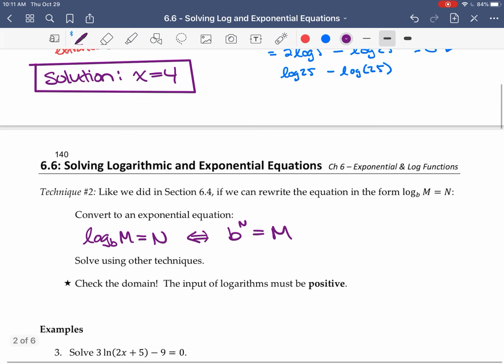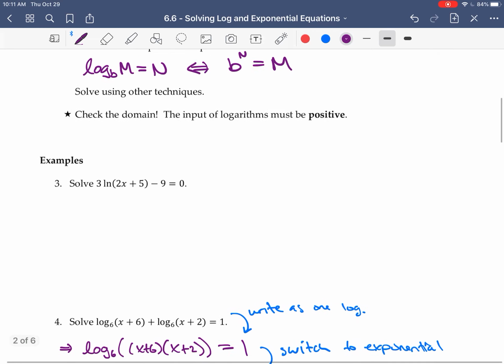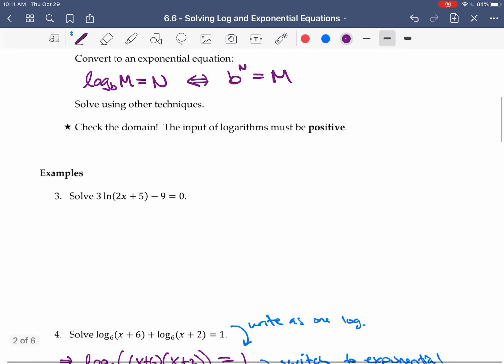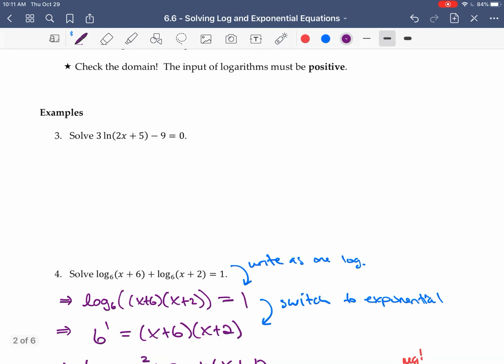Okay, let's try another one. So here we only have 1 log in our example, in example 3 here. So what we're going to want to do is solve for that log and then use the definition of the log to switch to an exponential. Okay, so I'm going to solve for the log first. So I'm going to add 9 to both sides. Okay, so that gives me 3 ln of 2x plus 5 is equal to 9.